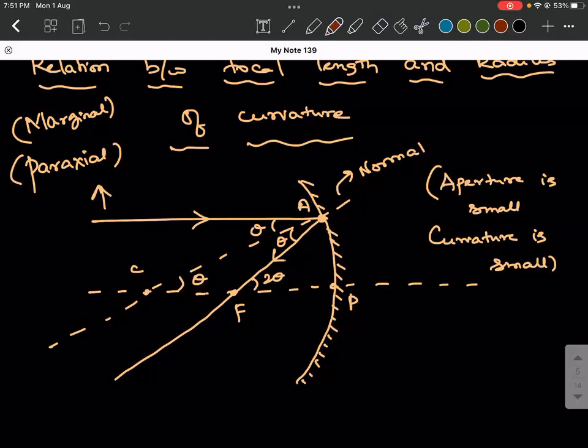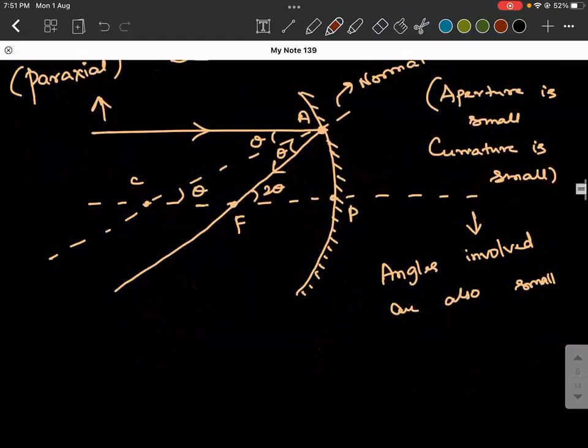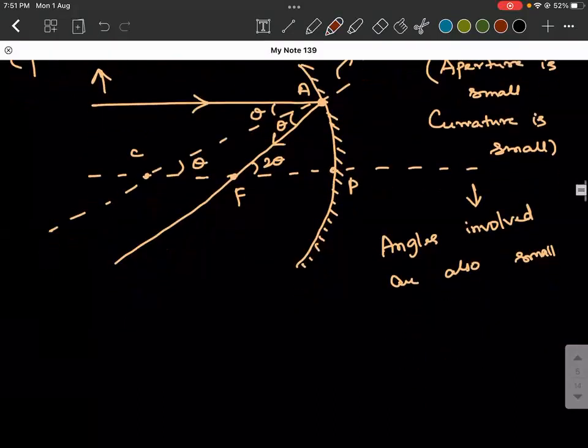Yes, sir. Okay. So the aperture is small and the curvature is also small, which means the angles involved are also small. When angles involved are small, then sine theta can be approximated to theta, which can be approximated to tan theta.